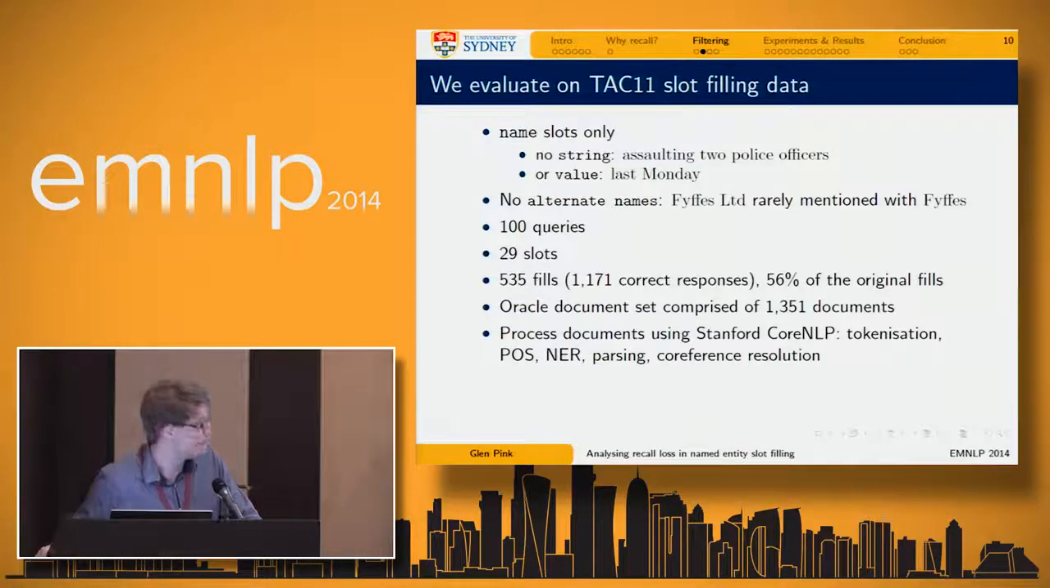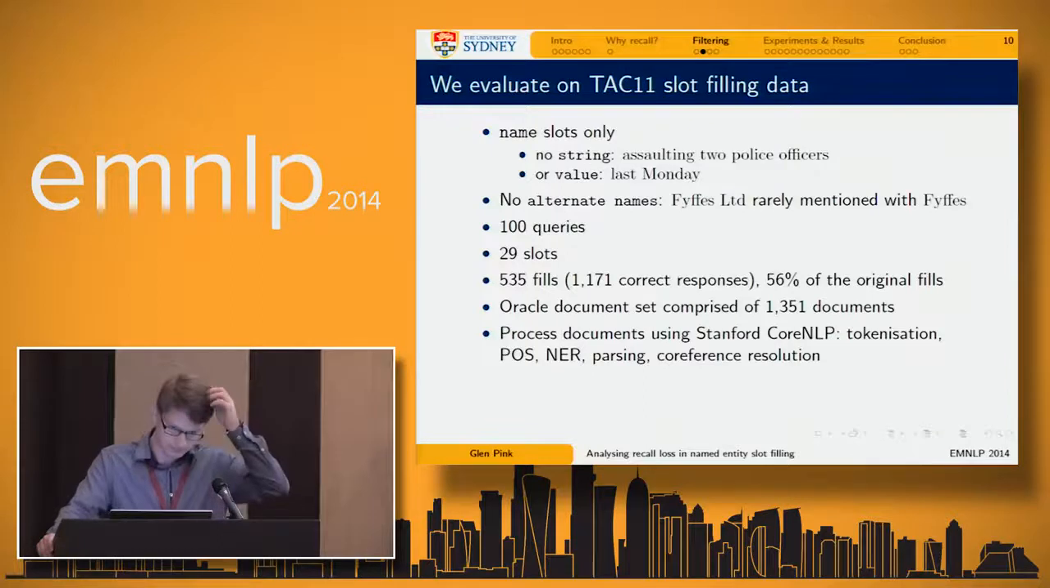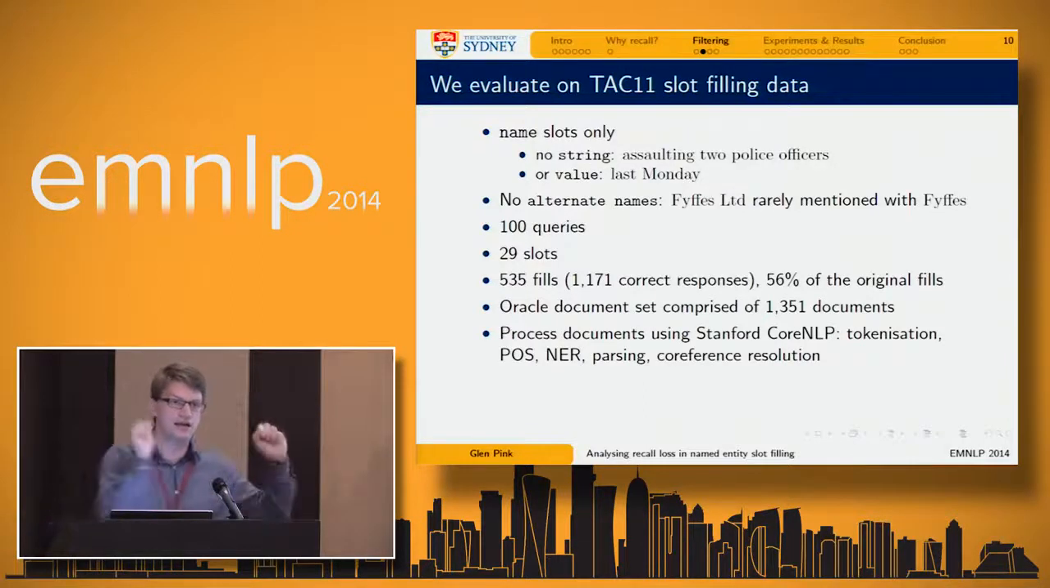We're looking specifically at the TAC 11 slot filling data. We're only analysing name slots. And the reason for that is that named entity recognition is quite well established. There are easily available tools for this process. And we simply want to generate candidates and then evaluate on that set without any further processing, thresholding, or so on. This means that we can't look at string slots because there's not really a general way for actually extracting these, for example, criminal charges in this case, beyond gazetteers.